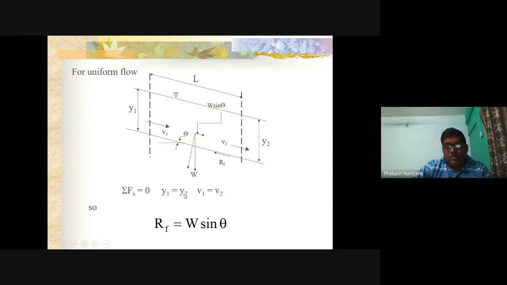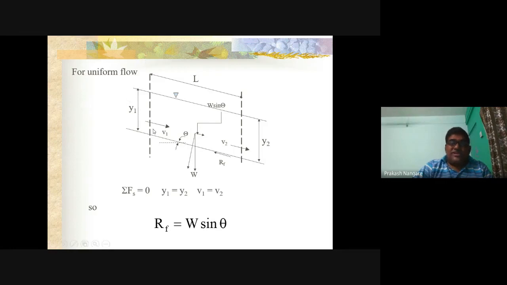This is the condition you have to observe, and the summation of all the forces is equal to 0. The resistance force, that is the weight of the water W, is acting in the downward direction, and W sin theta is a component acting in the direction of the flow. W cos theta is a component acting normal to the direction of the flow. So the resistance force has to be worked out by this W sin theta, which is a gravitational pull, acting in the direction of the flow.